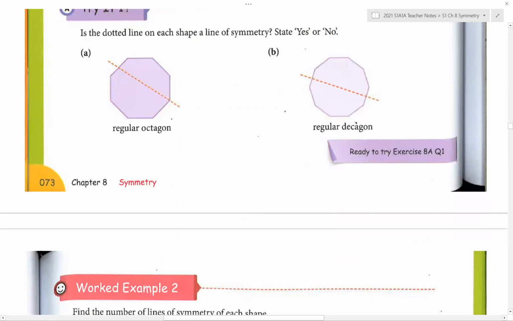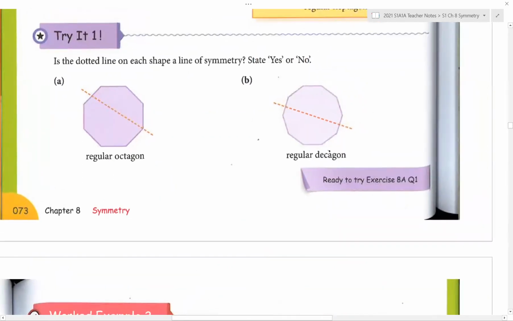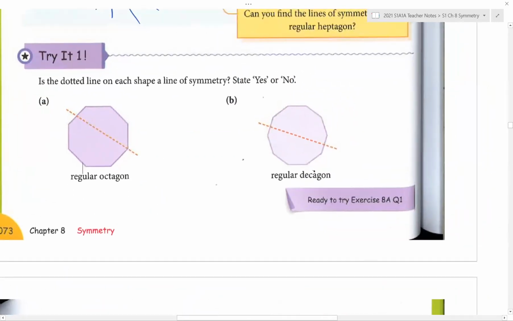What about the decagon? Decagon. How many sides? 1, 2, 3, 4, 5, 6, 7, 8, 9, 10. 10 sides. So the word decagon, 10 sides. Okay, so this is yes, and this over here, no. By the way, octagon. How many sides?